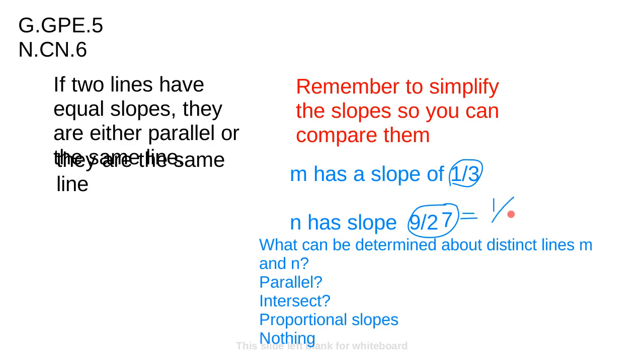And so since they both have the same slope, the answer has to be they are parallel. If the slopes were different, maybe if the top one was 1/3 and the bottom one was negative 1/3, then we know that they would have to intersect. So same slope means they're parallel. If they have different slopes, no matter anything else, they are going to intersect. And that's it.